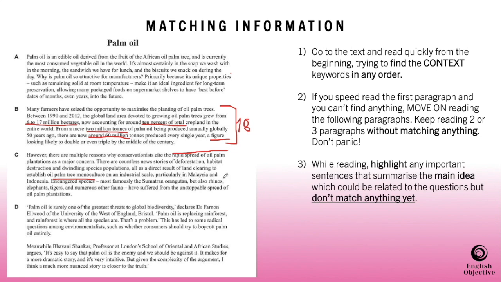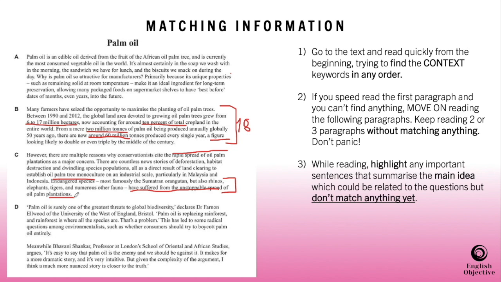Now, from what I can see, they're giving me examples of names of these endangered species. The orangutan, rhinos, elephants, tigers, and other fauna. And then I also see have suffered from the unstoppable spread of oil palm plantations. So I read that bit, okay, so I go very quickly, as you can see, not even pronouncing correctly, because it should all be in my head, right at the beginning, until I see any of the context keywords that I underlined. And when I see any of these keywords, then is when I stop and I read everything very, very carefully. Try to understand exactly what they're telling me, if it is an example, a description, a comparison, all right?